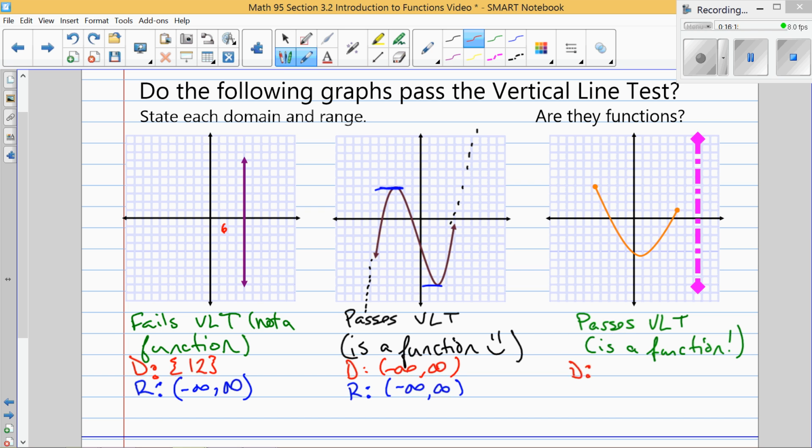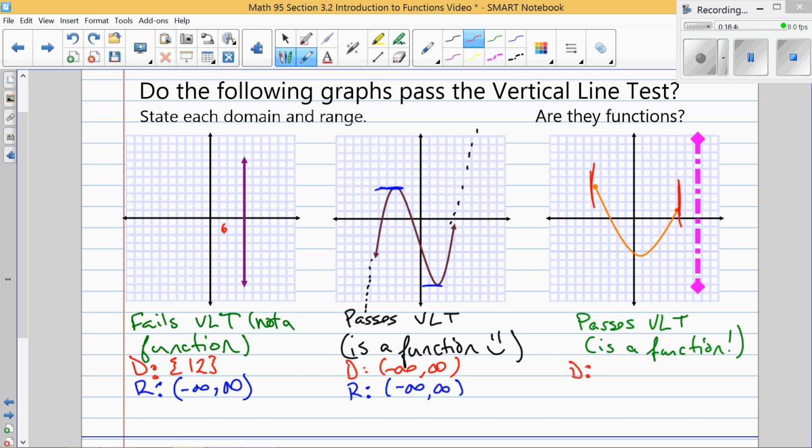Domain is all possible valid input values. So these are dots, not arrows. These dots mean that my behavior actually stops here. I don't go any farther. So these are our endpoints. Oh, that just looks like an arrow now. I meant to make that look like an endpoint. I stop at that wall, and I stop at that wall.